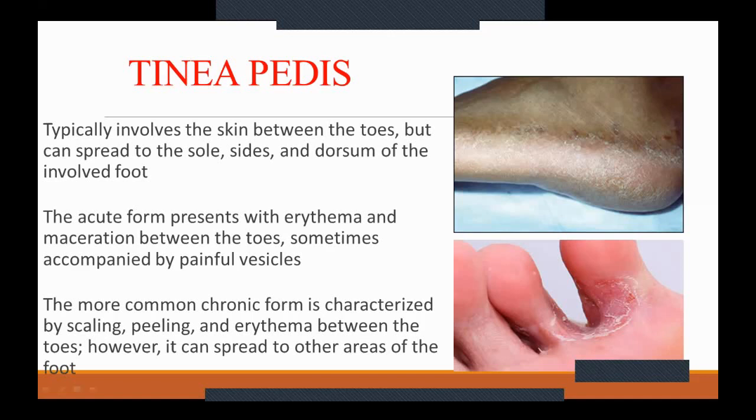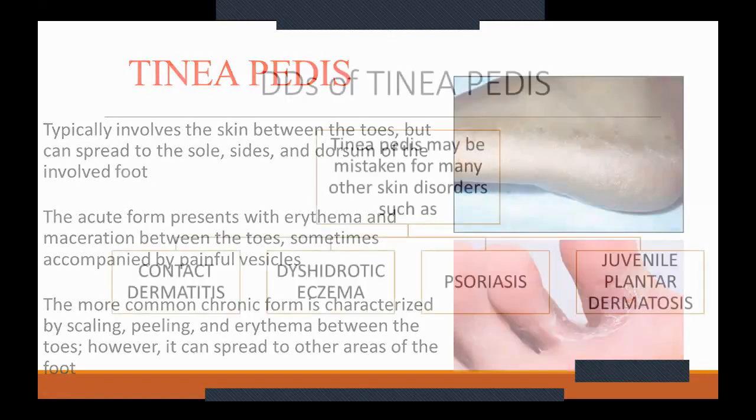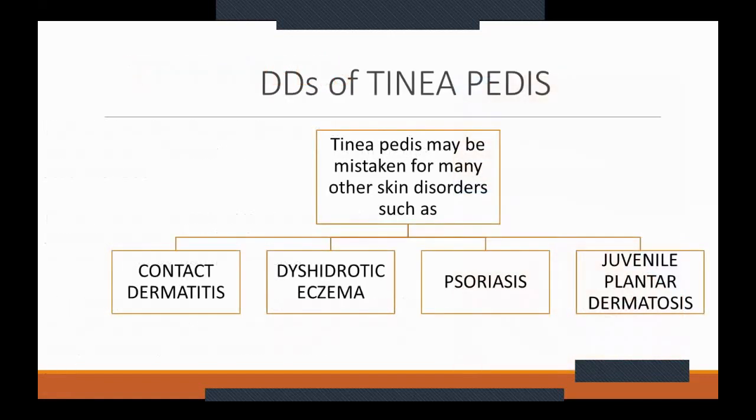It is scaly type, then there is interdigital web space type, there is ulcerative type where we see ulceration, and there is vesicular type where we see vesicles, or where we see blisters. So my differential diagnosis for Tinea pedis is contact dermatitis, then dyshydrotic eczema, psoriasis, and juvenile plantar dermatitis. We'll discuss them one by one.